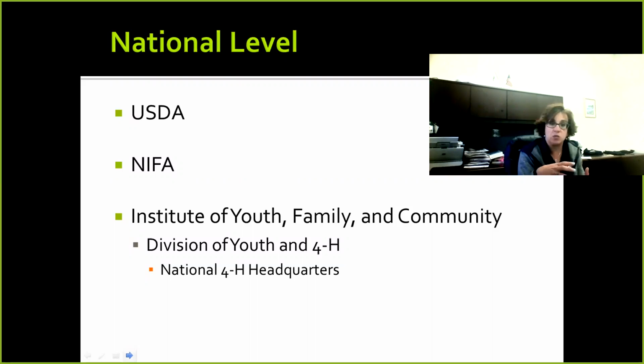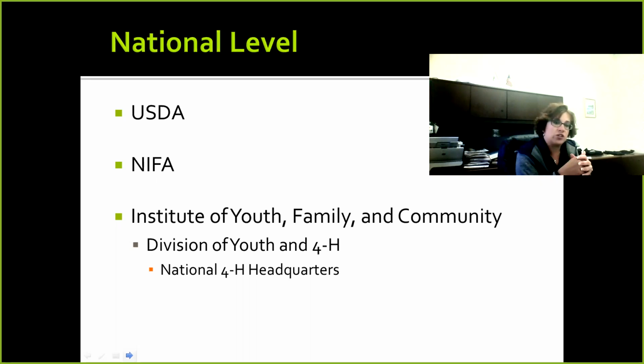There are 6 units within NIFA. One of those units is the Institute of Youth, Family, and Community. There is an administrator over that. Under that is the Division of Youth and 4-H. And that's where 4-H National Headquarters is. I need to make that change in there. And the National 4-H Program Leader is Lisa Loxman, and so she runs 4-H National Headquarters.